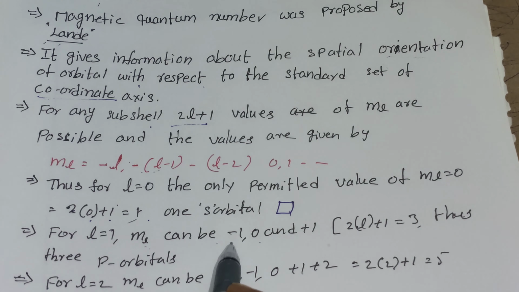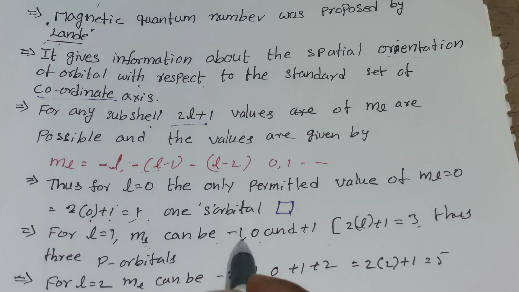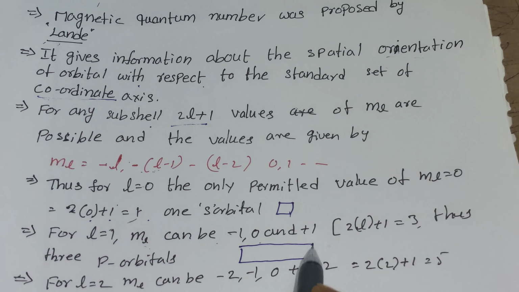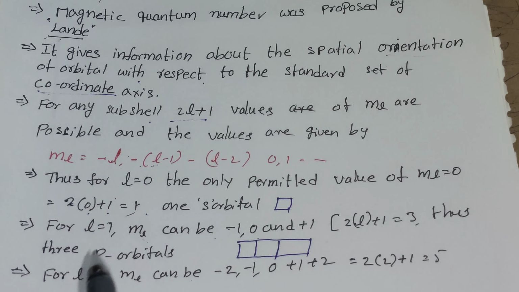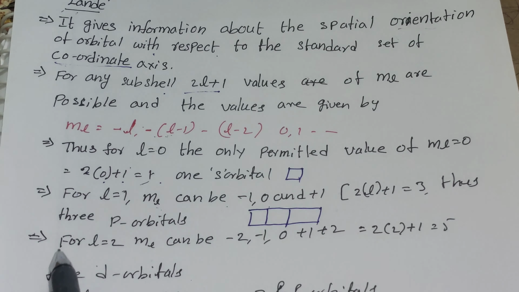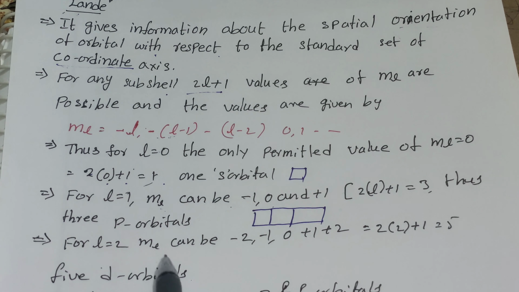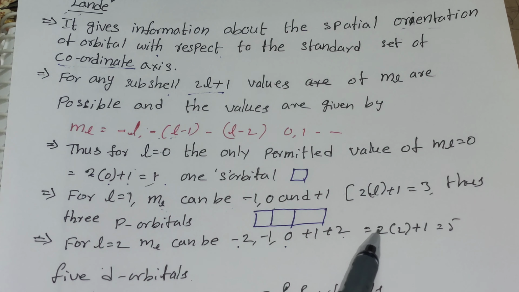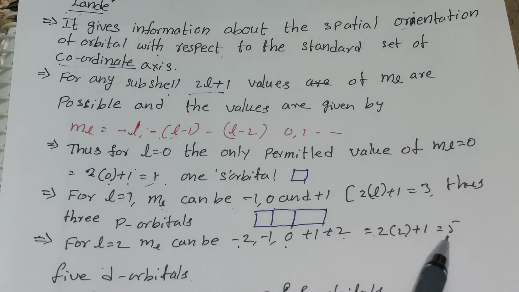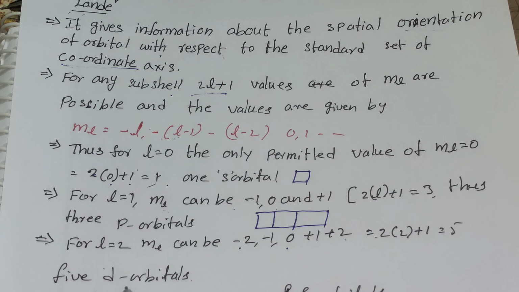So what are -1, 0, +1? Those values indicate that in the p subshell there are 3 orbitals present. Next, for l equal to 2, ml can have -2 to +2 including 0. They have 5 values. Why? Because 2 into 2 plus 1, so the value is equal to 5. That's why here we get the 5 d orbitals.